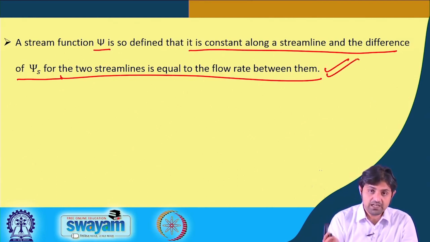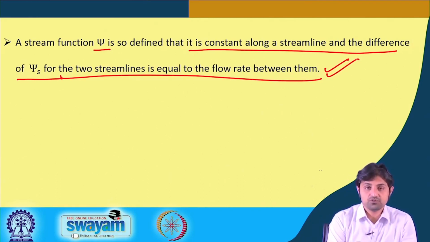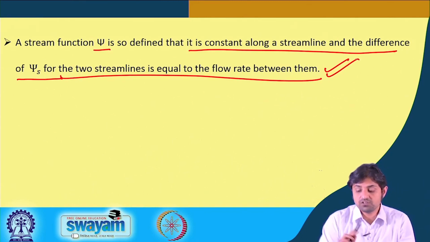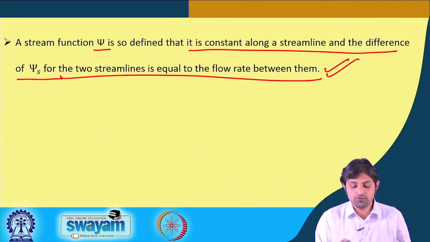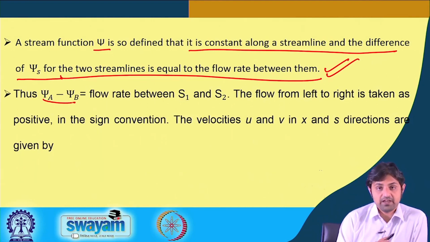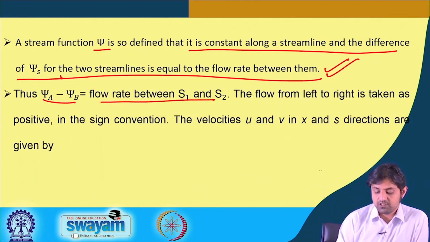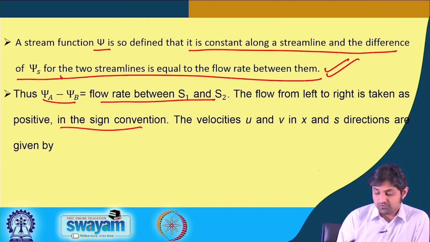But for now, as studied in your fluid mechanics class, a stream function phi is defined so that this stream function is constant along the streamline, and the difference of the stream functions for the two streamlines A and B is equal to the flow rate between them. Thus, phi A minus phi B is equal to the flow rate between S1 and S2. The flow from left to right is taken as positive in the sign convention. So we assume that if the flow is from left to right, it is positive.